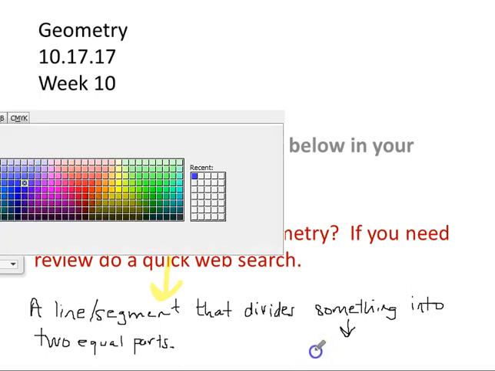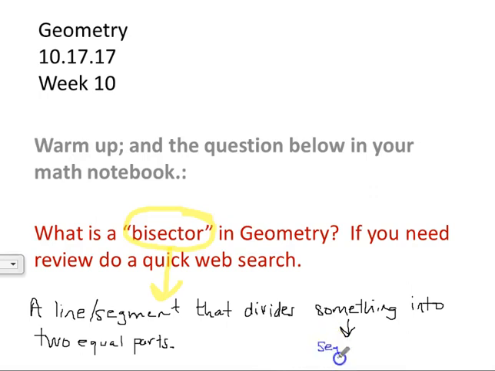So in geometry, that something might be a segment. We might have a line or segment divide another segment into two equal parts. It might be an angle. So it is something that divides something into two equal parts. Equal parts is really important. Two equal parts. That's what a bisector does. I'm going to go on to the next slide, so if you need more time, go ahead and click pause. Otherwise, we're moving on.